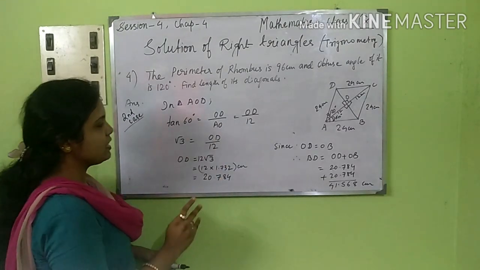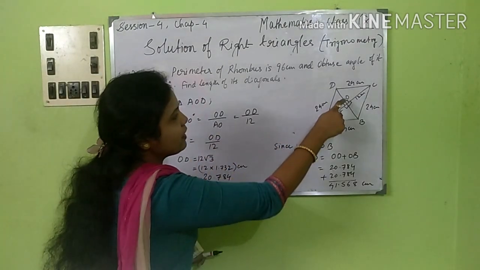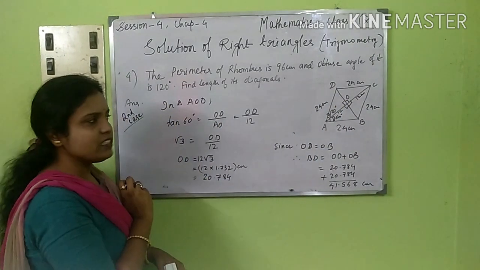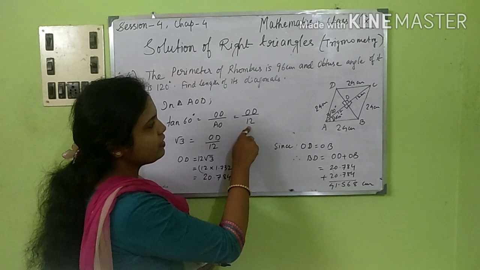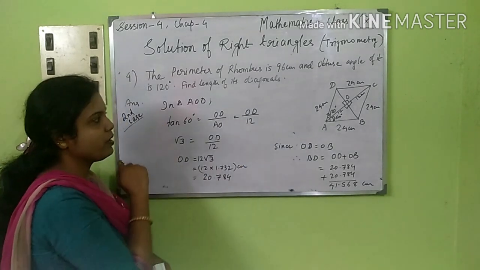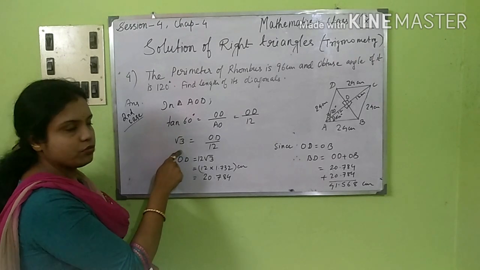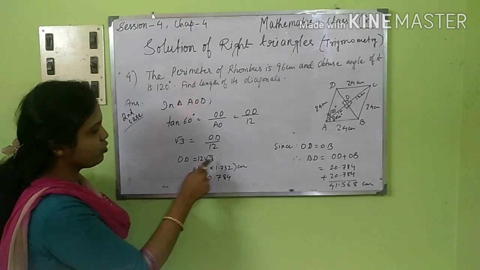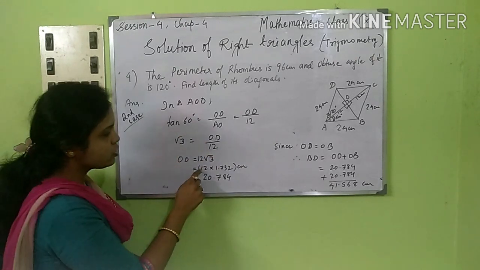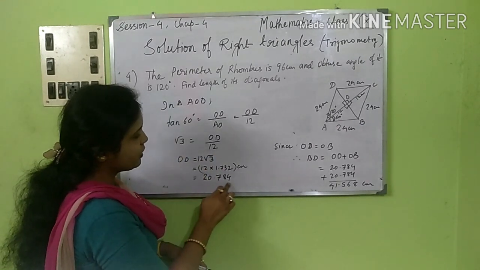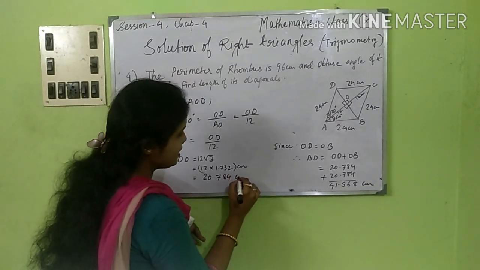So the perpendicular and the base, again we are coming back to tan. So tan 60 is equal to perpendicular by base, that is OD by OA, right? OA is 12, we have got from the previous steps. So tan 60 is root 3, equal to OD by 12. So OD is equal to 12 root 3, 12 into root 3. So 12 into 1.732, the value of root 3, we are getting 20.784 centimeter.